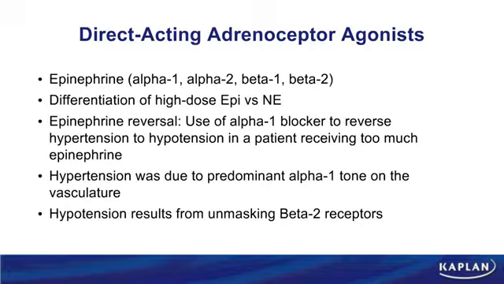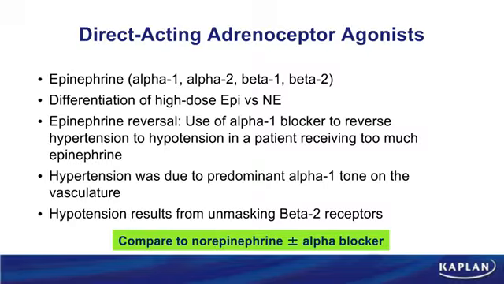The key to this experiment and the key to differentiating high-dose epi from norepi is to look at the part of the experiment that has an alpha-1 blocker present. If the alpha-1 blocker returns the pressure to normal, that was norepinephrine. But if with the alpha-1 blocker you see the pressure go low, hypertension to hypotension, that is epinephrine reversal.